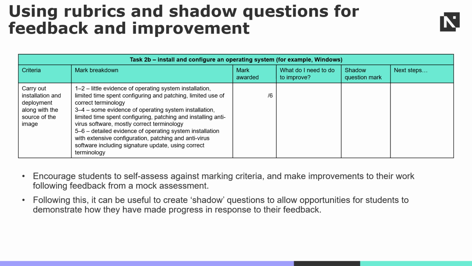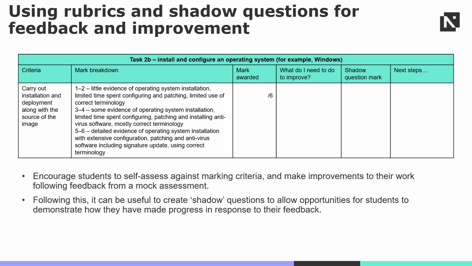Additionally, following a mock assessment, using shadow questions can be useful for helping students improve their skills and understanding. So you could create shadow questions yourself or use AI to replicate the mock assessment by altering the context and questions so that students do not repeat the same assessment.